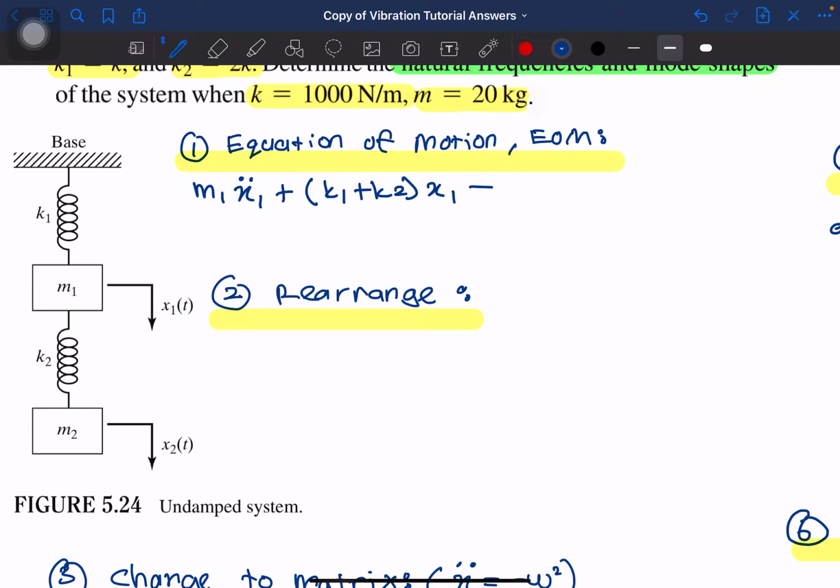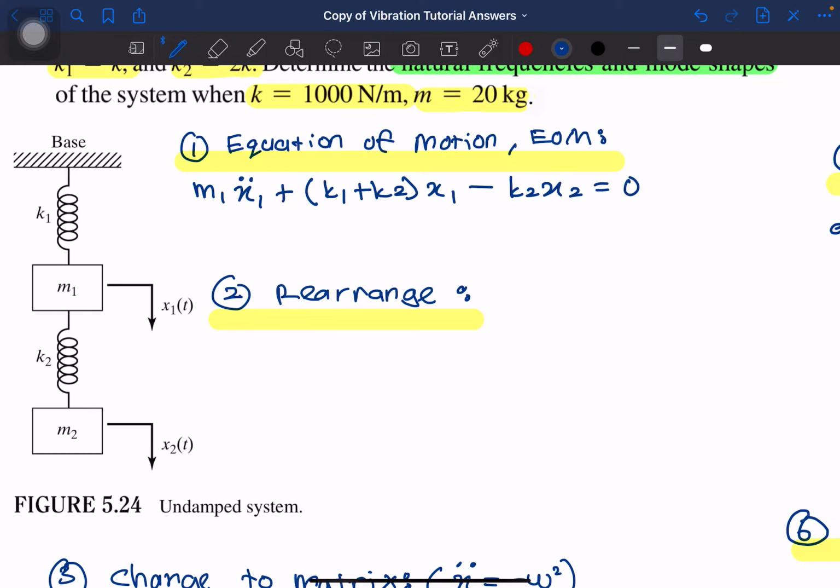Now since m1 is also attached to k2, where k2 is not only attached to m1 but also to m2, spring number 2 is attached to two bodies, m1 and m2. Since m2 is not related to m1, you minus k2 x2 equals 0.